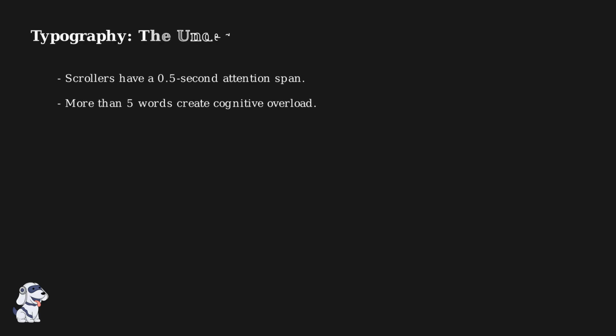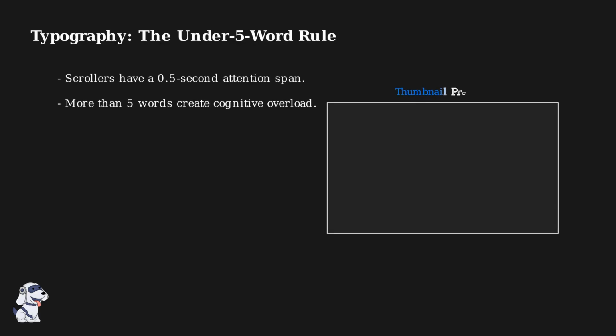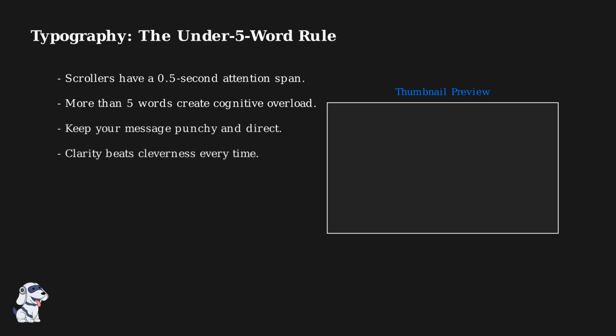In the fast-paced world of social media, typography is your primary hook. Follow the under 5-word rule. Scrollers make split-second decisions. If you use more than 5 words, you create cognitive load that drives users away. Keep it punchy, direct, and readable. Aim for a high-contrast design like this. This minimalist approach ensures that your value proposition is understood at a glance, keeping your audience engaged.